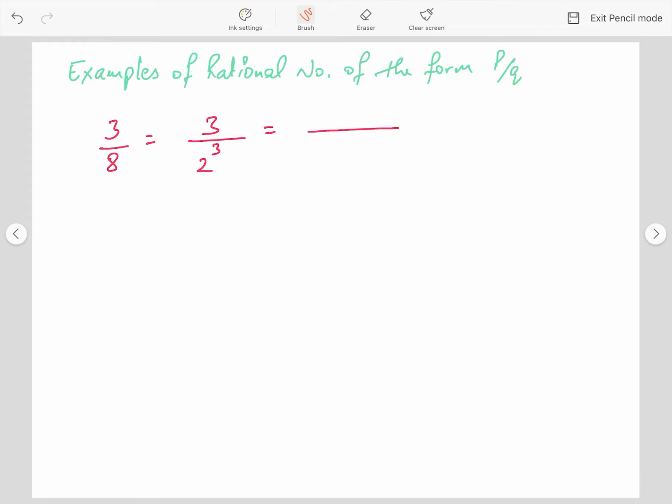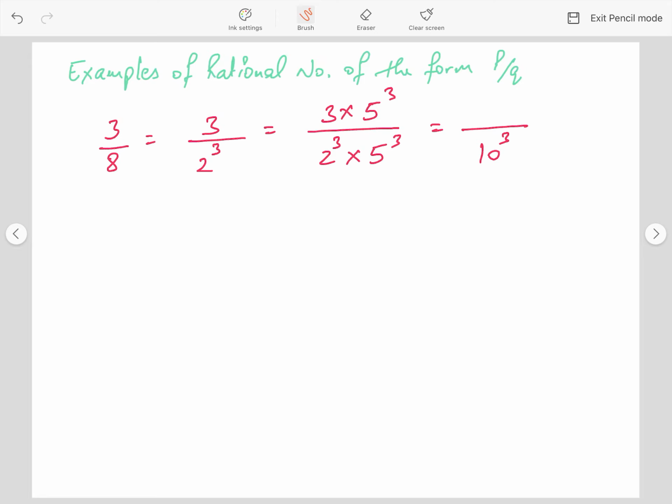Then we can write 2 raised to the power 3. To make the base 10, we can multiply it with 5 with the same power. Now we will be getting 10 raised to the power 3. Now if we have multiplied 5 raised to the power 3 in the denominator, we have to multiply the same value in the numerator also. So that will be 3 into 5 raised to the power 3.